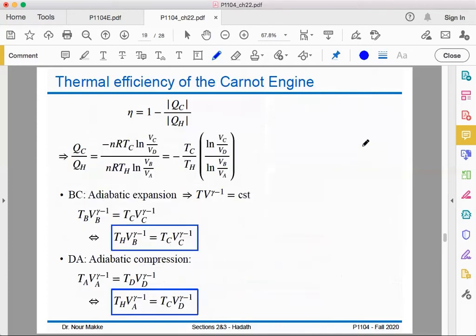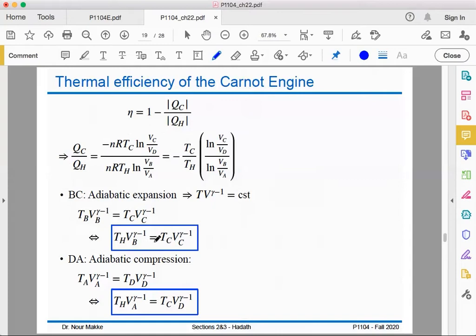So let's do it. First, let's talk about BC. For the adiabatic expansion, again from the previous chapter we know that T times V to the power gamma minus 1 equals a constant, which means that if this is applied between the initial and the final state, it's going to remain the same. So we can write down TB VB to the power gamma minus 1 equals TC VC to the power gamma minus 1. If we put everything with its value, TB is equal to TH because it's hot, and the T for point C is equal to T cold.